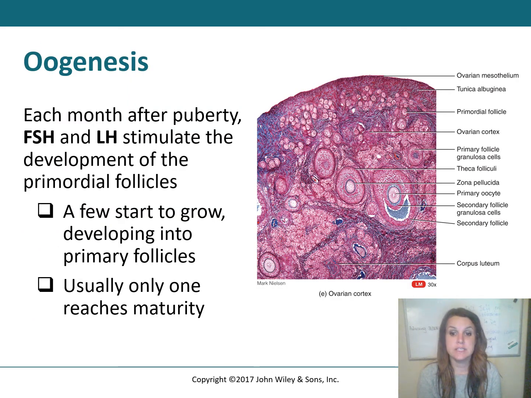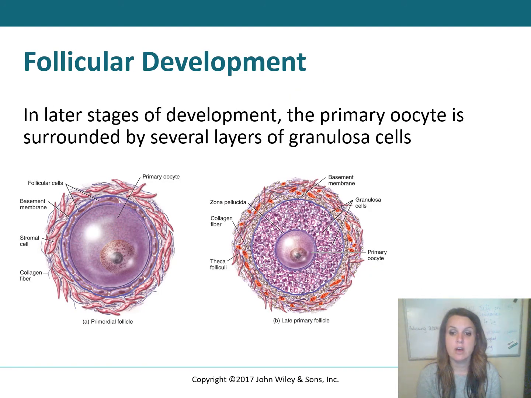So I want to remind you that a follicle is different from an oocyte. A follicle contains an oocyte in the center, and it has surrounding cells that support it. Each month after puberty, FSH, follicle stimulating hormone, and LH stimulate the development of primordial follicles. So a few start to grow every month, and they start to turn into primary follicles. However, only one is going to reach maturity.